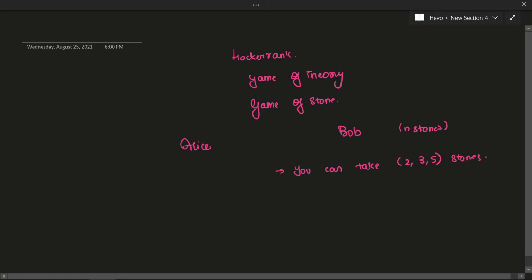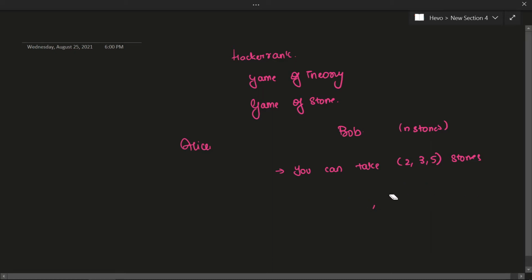So suppose there are 10 stones. Any player, for example Alice, can take 2 stones from those 10 stones, so the remaining will be 8. Or she can choose to take 5 stones or 3 stones, right? So this is the constraint we have been given.